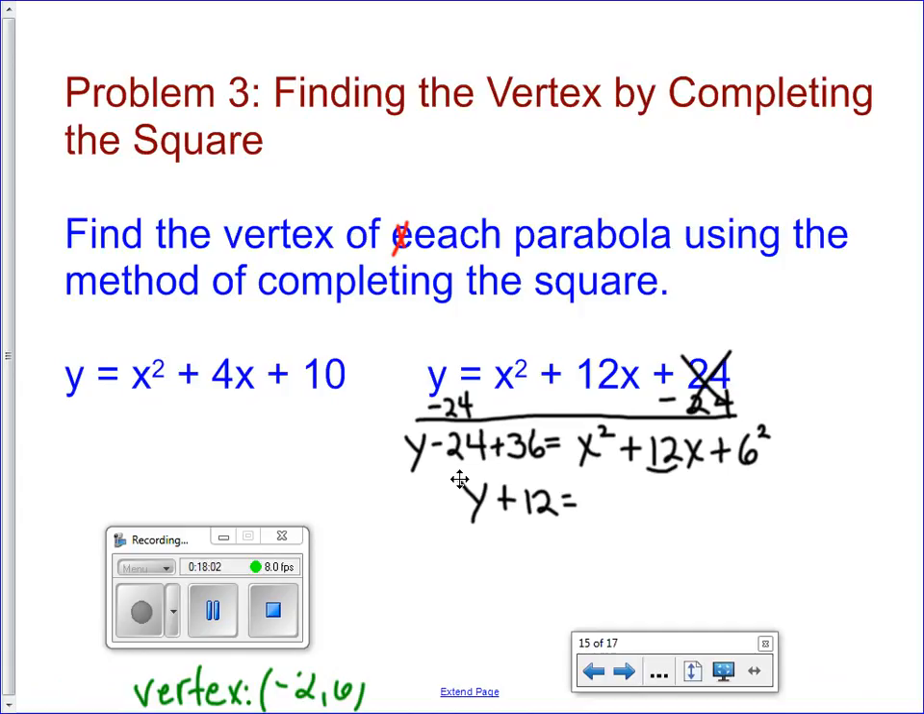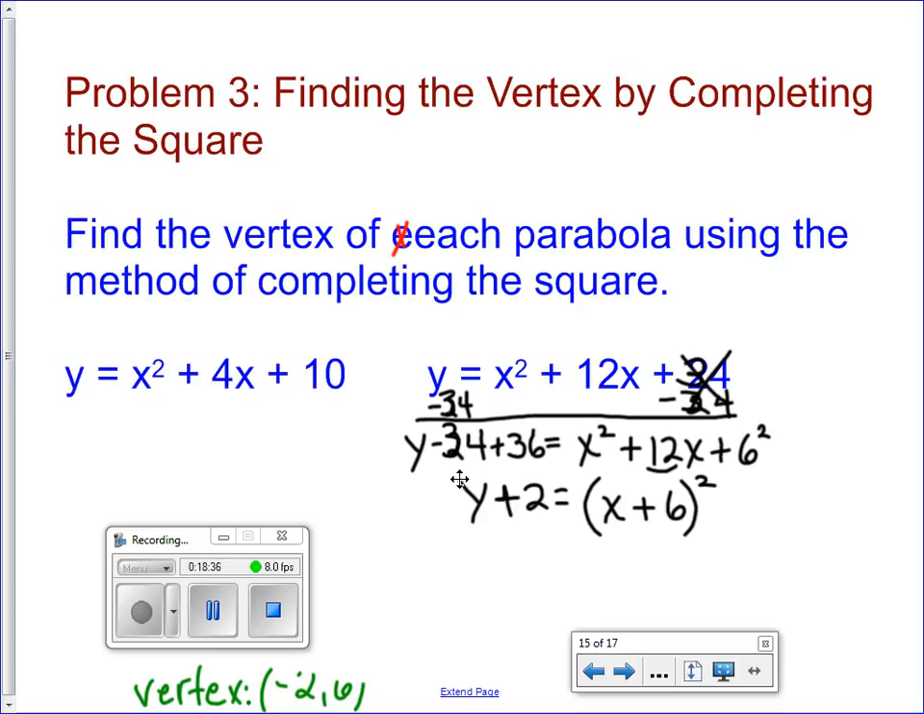Okay, excuse me. I'm looking back and I'm seeing in your notes this is a 34. So we're going to subtract 34. All right, and y minus 34 plus 36 would then be y plus 2 equals, and again factoring our perfect square trinomial, it would factor into x plus 6 squared.